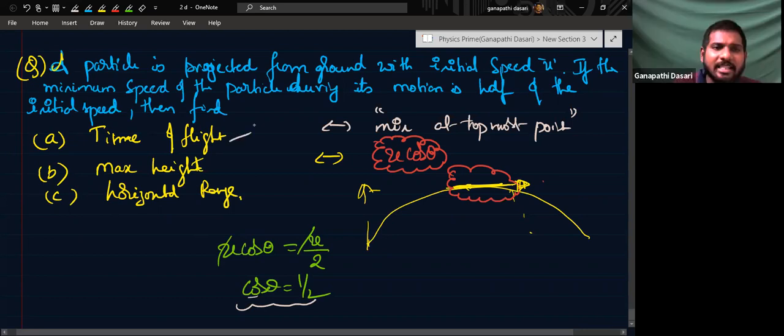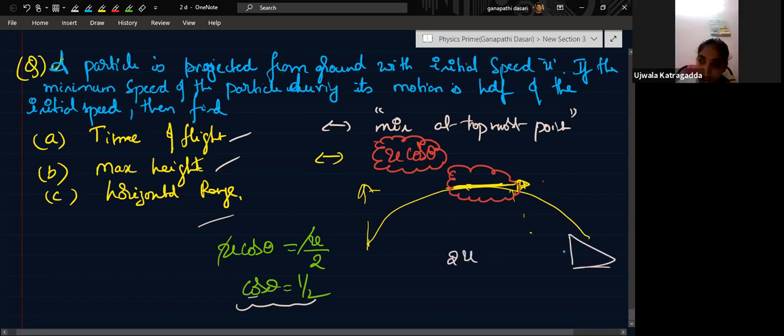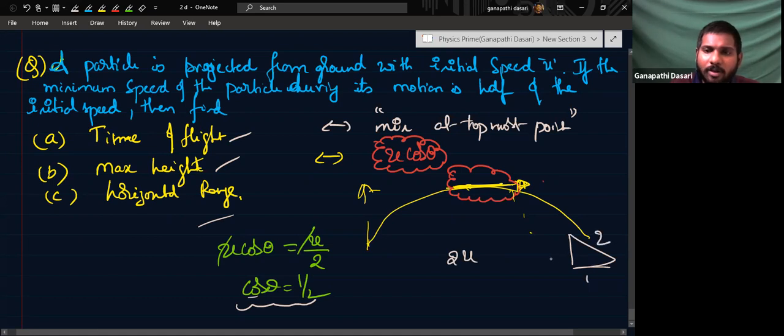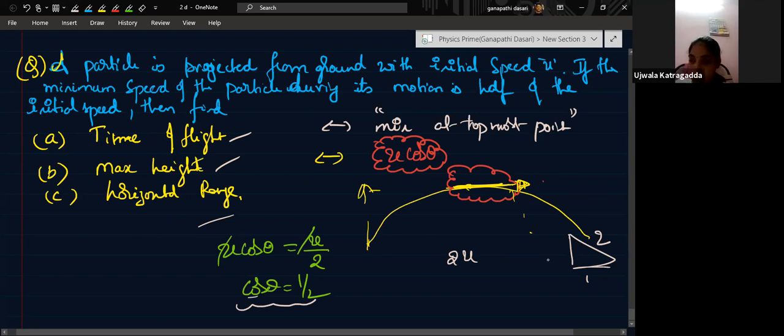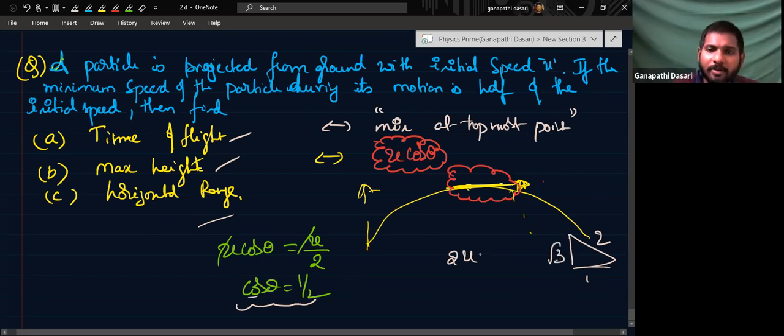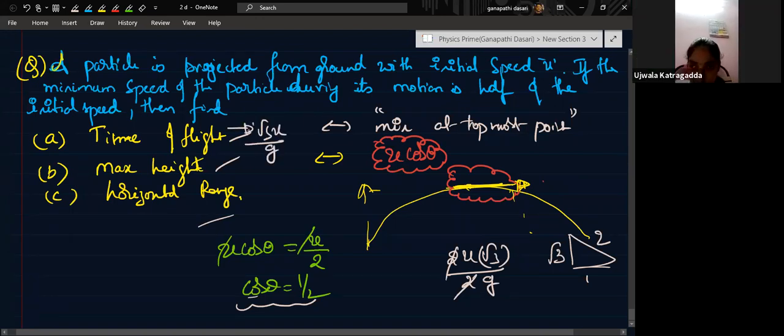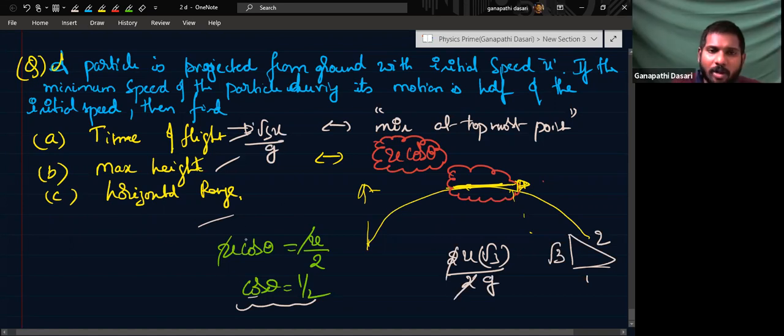Then you can easily get time of flight, maximum height, and horizontal range. Time of flight is 2u sin theta by g. If cos theta is 1 by 2, sin theta is root 3 by 2. So 2u sin theta by g is 2u times root 3 by 2 by g. The 2 cancels. The answer is time of flight is root 3 u by g.